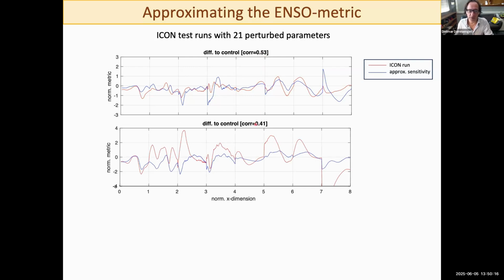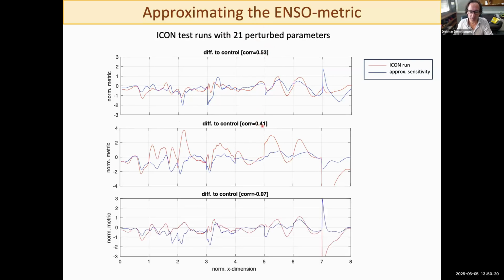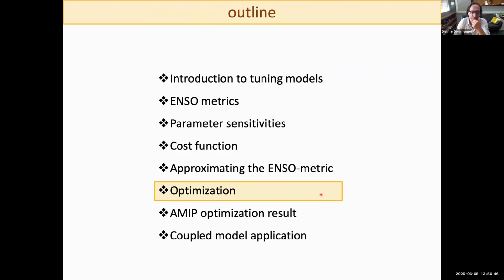Here's another one where we did this again, another set of 21 perturbed parameters. Correlation is a little bit lower. And then here's another one where the correlation is basically 0. You can see it is really bad in the heat flux SST relationship, but in the wind SST relationship, it's pretty good. So there's no guarantee that this works. Actually, this approximation is really just a very simple approach to have a guess without running the model. But it's not with 0 scale. So it does work somehow.